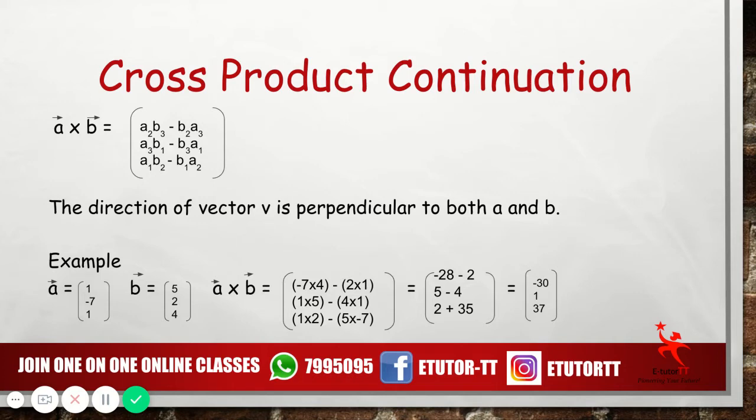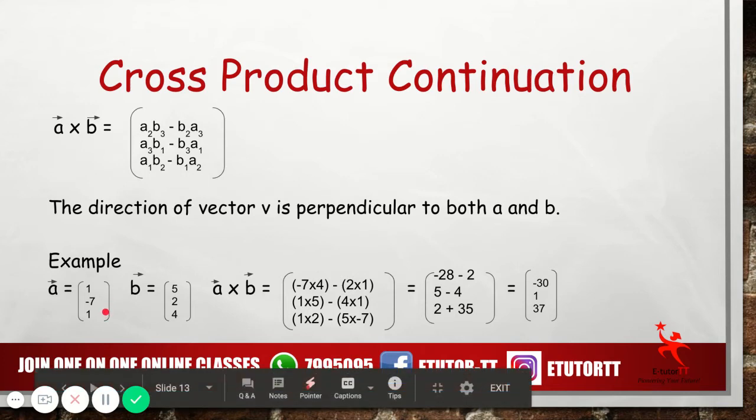So let's do an example so you can understand it a little better. So in this example, vector A is equal to 1, negative 7, 1, and vector B is equal to 5, 2, 4. The cross product of A and B is equal to, I'm just going to replace all these letters here with these numbers. So in this case, A2 is negative 7 and B3 is 4. So I'm just going to replace it here. So negative 7 times 4 minus 2 times 1, which is equal to negative 28 minus 2, which is equal to negative 30. Then we go 1 times 5 minus 4 times 1, and that is equal to 5 minus 4, which is equal to 1.